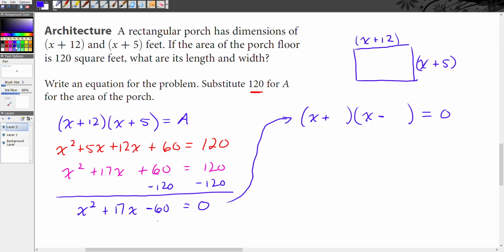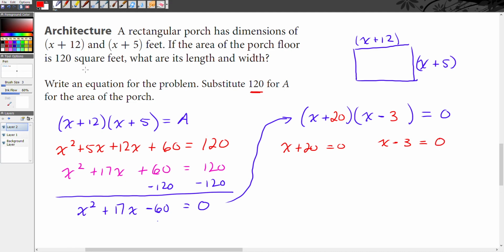If I think of the factors of 60, I recognize that 3 times 20 is 60, and 20 minus 3 is 17. So that gives us what we want. So our numbers are 3 and 20. And since my b value is positive, that means the 20 needs to go next to the plus sign, and the 3 needs to go next to the negative sign. And finally, like before, we need to set each of these binomials equal to 0. So we have here x plus 20 equals 0, and x minus 3 equals 0.